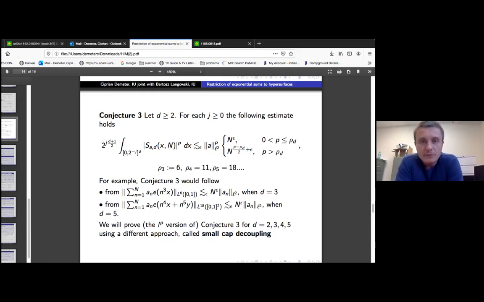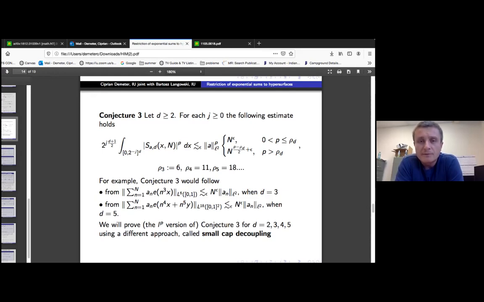So here's again conjecture 3, and the two examples that I promised are as follows. Conjecture 3 would follow when D equals 3 from the L6 estimate about the cubes. This is open. I don't remember the best known bound, certainly not epsilon, but sums of 3 cubes are always complicated. Some of the people in the audience know what I'm talking about.